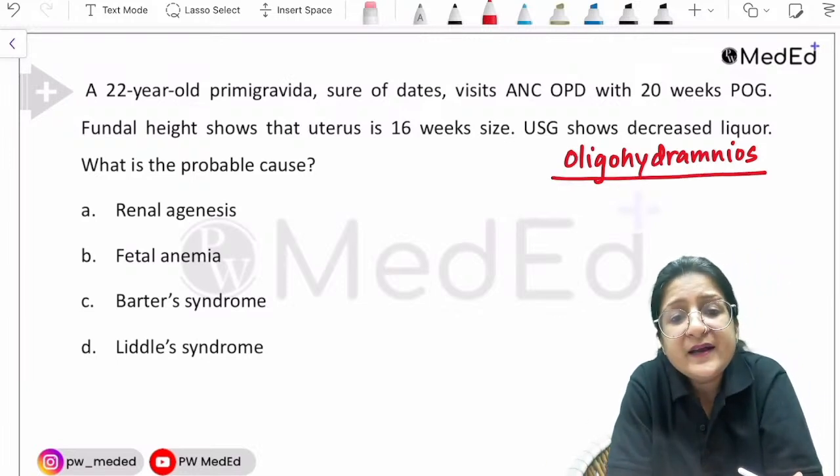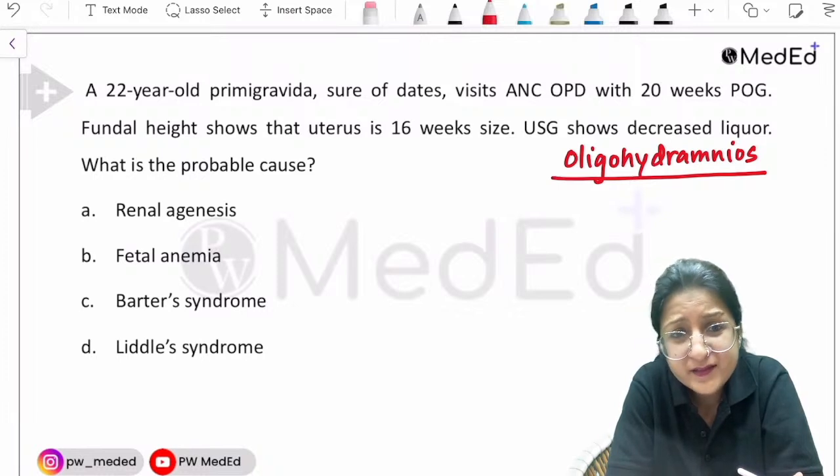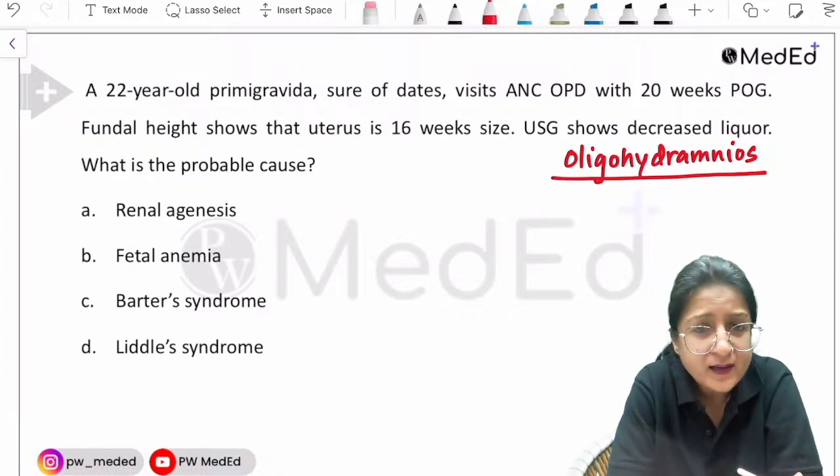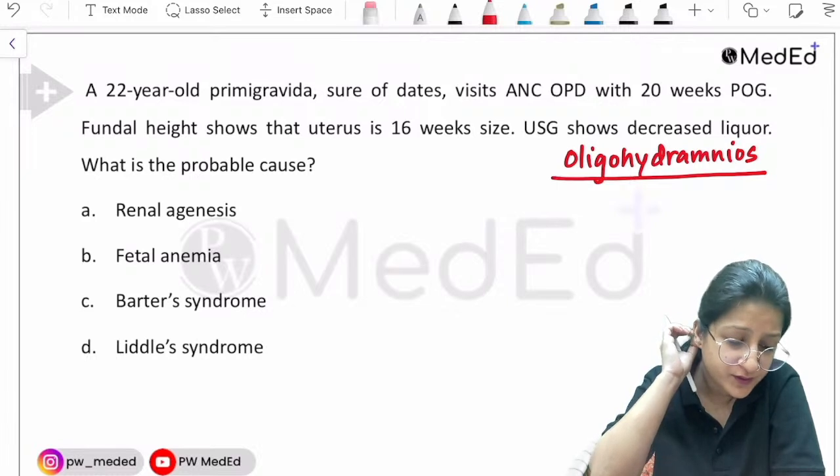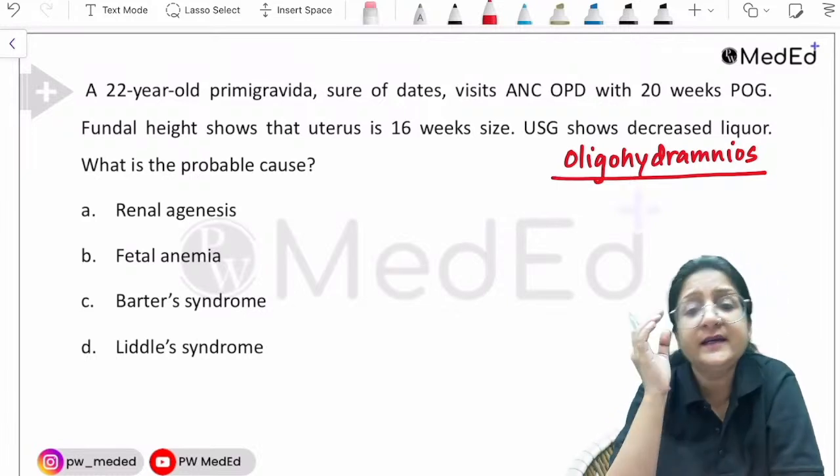You don't even need to look at other options. There's just one option that fits. It doesn't matter if you don't know about the other options. Think about it.